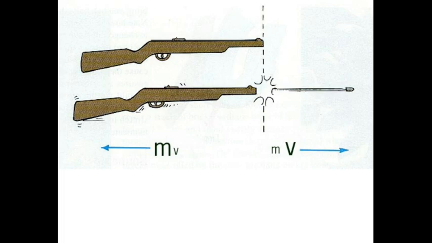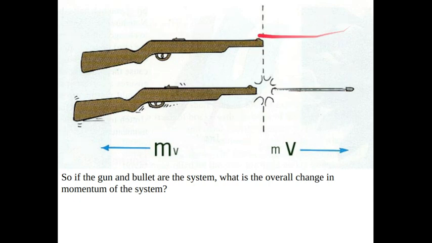And here is sort of the conclusion of it all. If the gun and the bullet are the system, so the system is just the collection of objects that we're looking at. We could just be looking at the gun, we could just be looking at the bullet, but in this case, we're looking at the gun and the bullet together. So they're our system. So what's the overall change in momentum of the system? It's got to be zero.